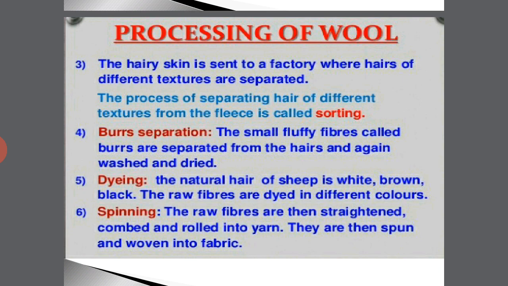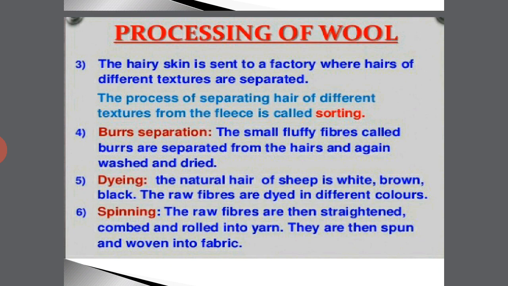Dyeing. The natural hair of sheep is white, brown and black. So for obtaining different colors of fibers, the dyeing process will be done. That means coloring the hair or the fibers that are obtained from the animals. The raw fibers are dyed in different colors for making different types of fabric.